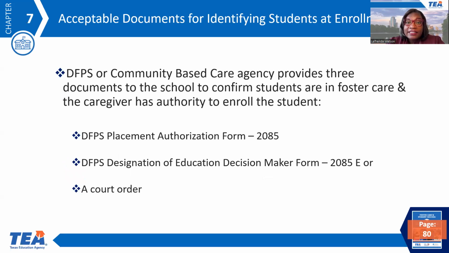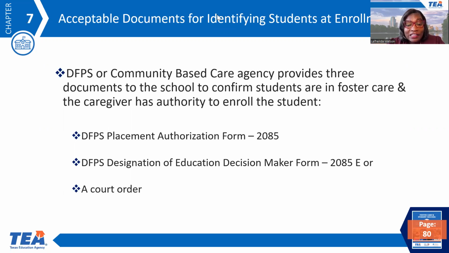So now let's look at acceptable documents for identifying students at enrollment. DFPS provides one of three documents to schools to confirm that the student is in foster care and the caregiver has the authority to enroll the student. So DFPS either has the placement authorization form, which is the 2085, or they'll provide the DFPS designation of the education decision maker form, which we call the 2085E, or they have a court order.